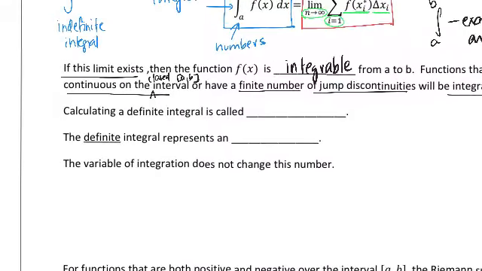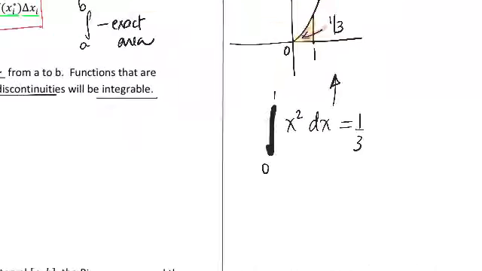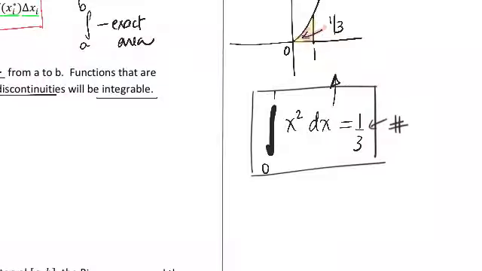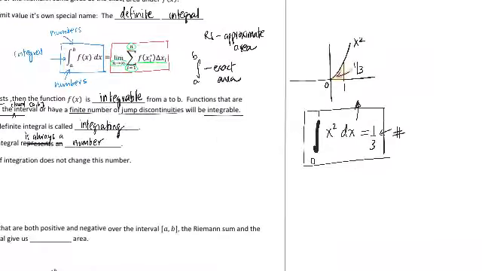Okay. Calculating a definite integral is called integrating, just like taking a derivative is called differentiating, right? So integrating is the verb, and the definite integral is always a number. It represents an exact area, and so you saw it right here. This definite integral came out to be a number because it represents an exact area.